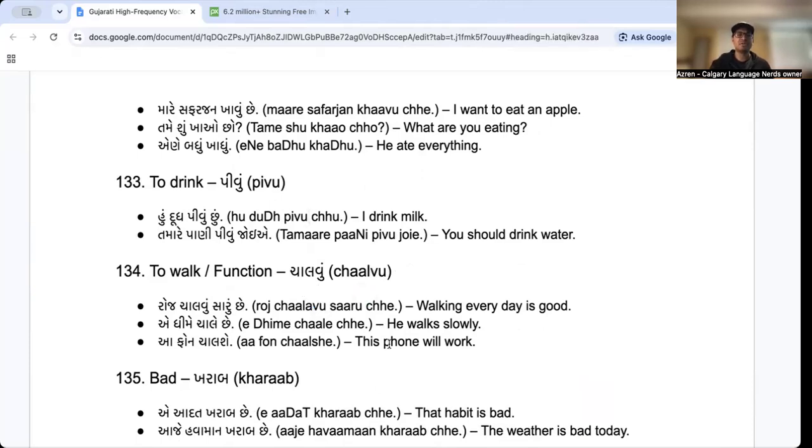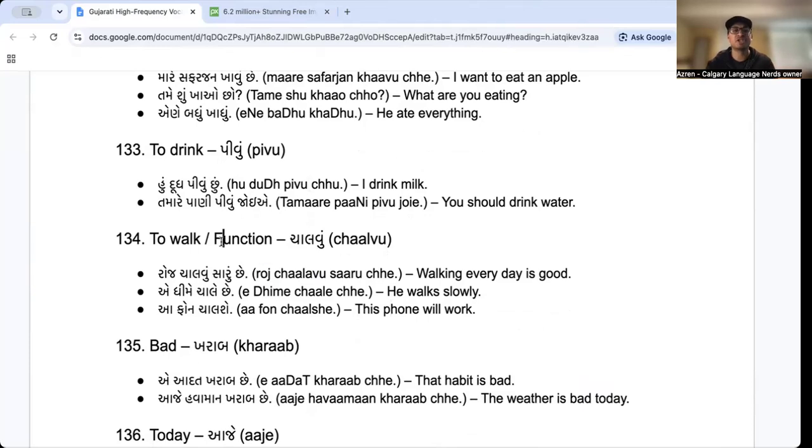Okay, chalvu. Chalvu is to walk or to function. Function in the context like if something's working or not working. For example, if we look at this third one, a phone chalse. This phone will work. Like it's going to function. E dhime chale che. He's walking slowly. Roj chalvu saru che. Walking every day is good.